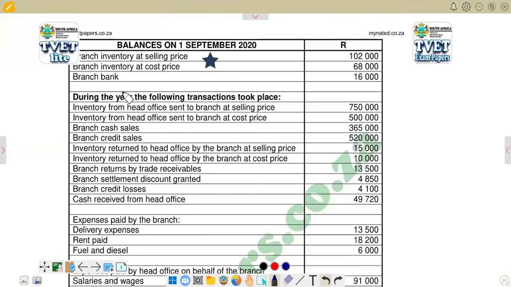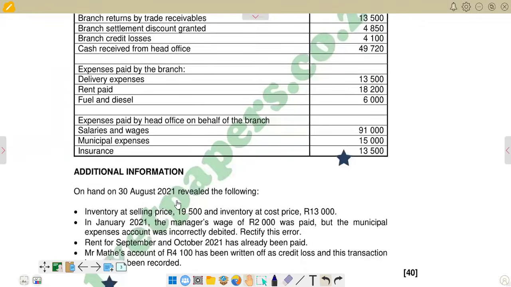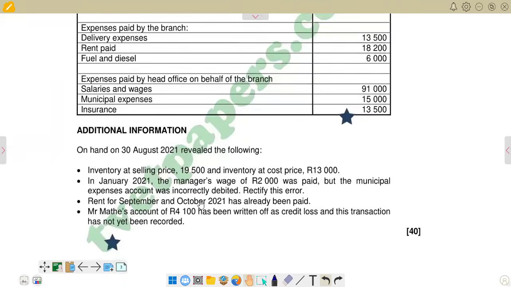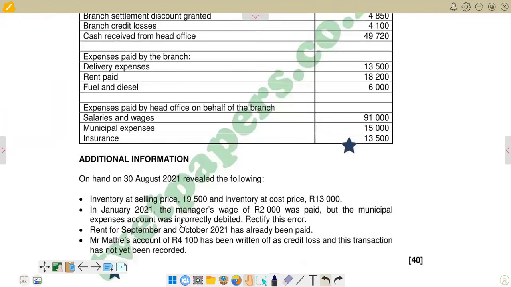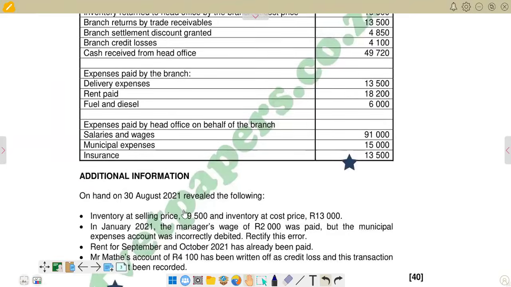We are also given a list of balances, whereby we have the beginning balances on 1 September 2022. These are the balances in the beginning. Then during the year the following transactions took place. Then we have other transactions that took place there. We have quite a big list going down. Then on additional information, we are also given additional information that we need to follow as we answer the question. So this is what we have.